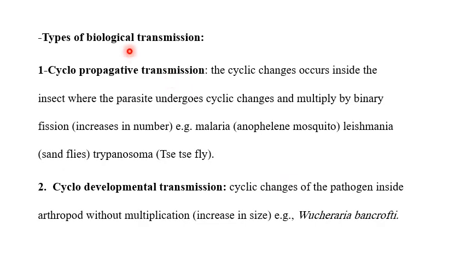Types of biological transmission. Propagative transmission: the cyclic changes occur inside the insect, where the parasite undergoes cyclic changes and multiplies by binary fission, increasing in number. Examples: malaria by the Anopheles mosquito, Leishmania by the sandfly, and trypanosoma transmitted by the tsetse fly. Cyclodevelopmental transmission: cyclic changes of the pathogen inside the arthropod without multiplication or increase in number, like Wuchereria bancrofti.